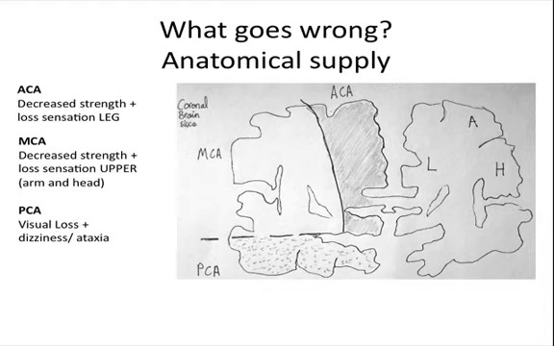Anterior cerebral artery, central sulcus, and that represents the leg. Middle cerebral artery represents the lateral sulcus and the loss of strength or sensation in the upper body, so arm and head, and then the posterior cerebral artery will indicate visual loss or dizziness and ataxia.